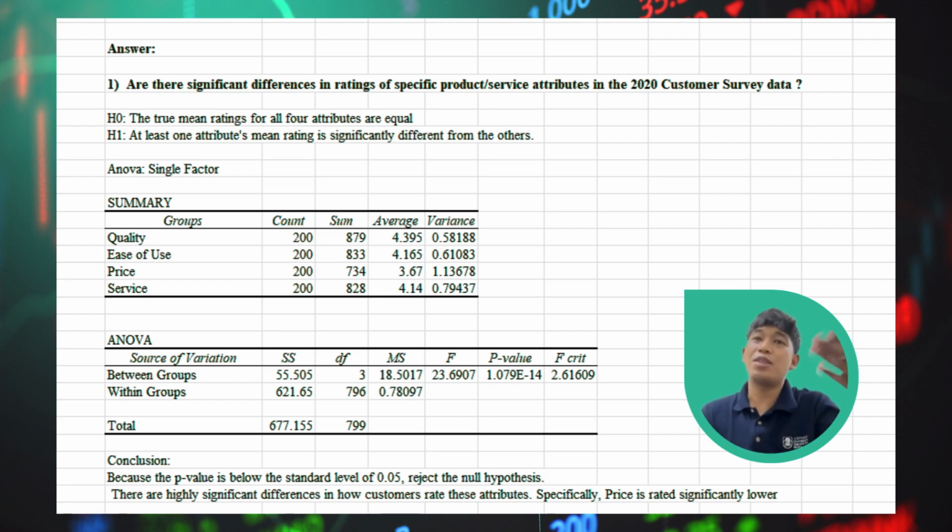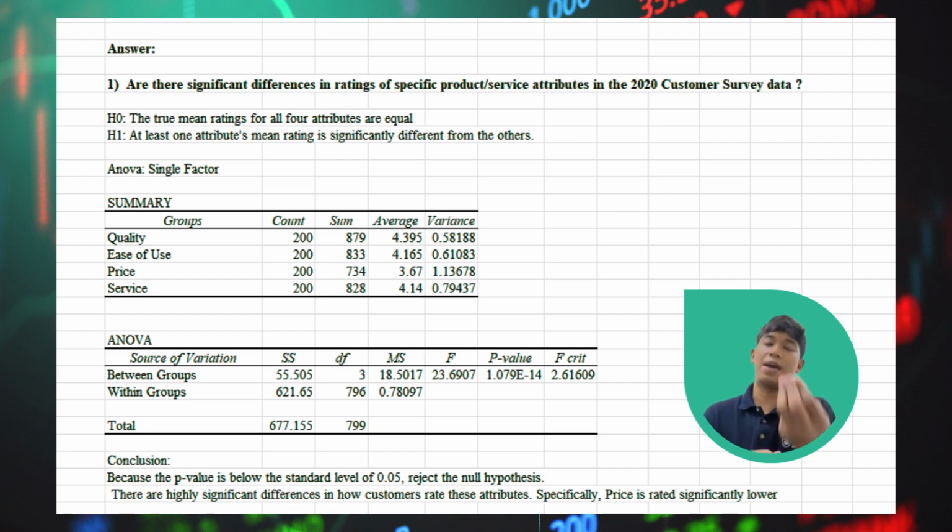First, before we jump into the numbers, we set up two hypotheses. The null hypothesis: we assume that all attributes in terms of quality, ease of use, price, and service were rated equally by the customer. The alternative hypothesis was that at least one attribute stood out as significantly different.